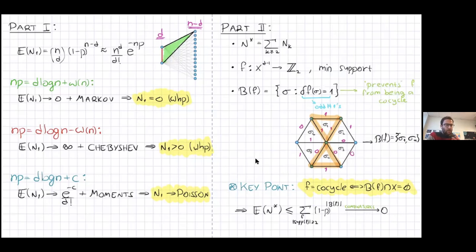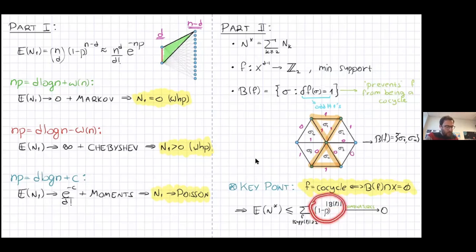And I remind you, what I want to do is go over all the possible functions, and see if any of them can be a co-cycle. Namely, once I look at this set B of f, I check whether this entire set doesn't show up in my complex. And therefore, what we can show is that the expected value of n star can be bounded by a sum over all the possible functions whose support is bigger than 2. And then we have this set B of f. For each function, if this function is a co-cycle, we know that all the faces in B of f must not appear in the complex.